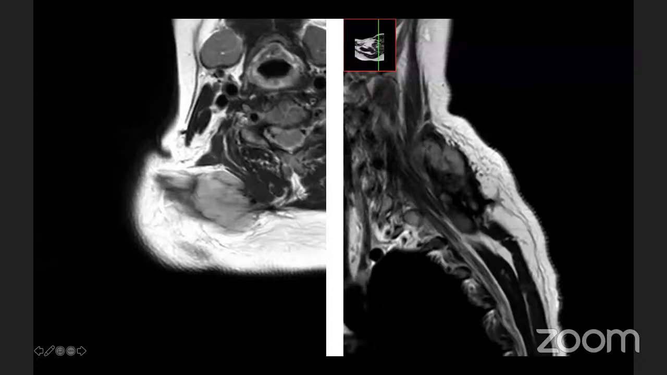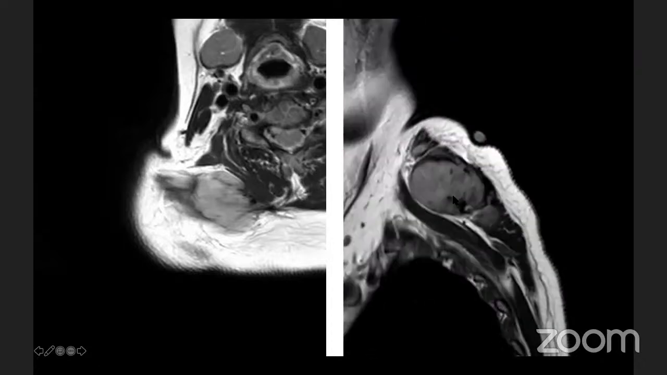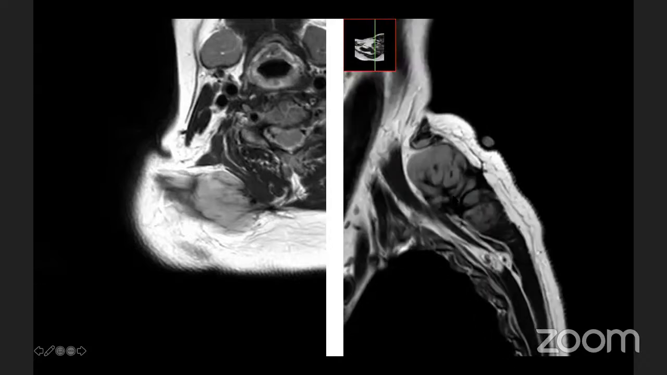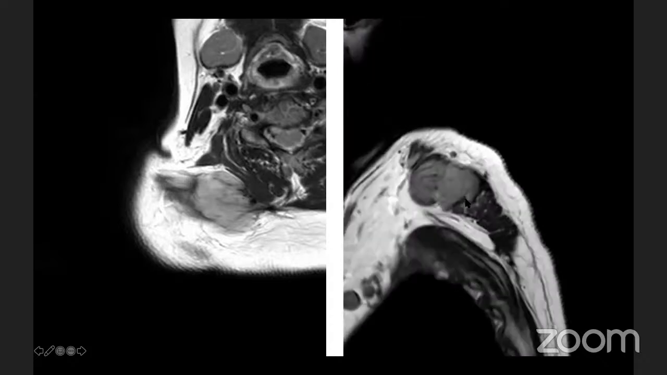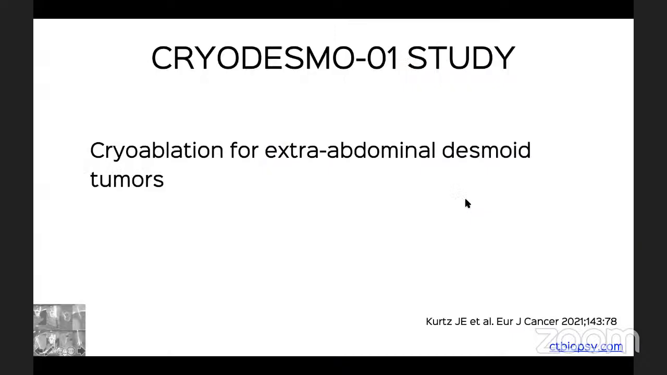We're not supposed to use the term fibromatosis as per the new WHO classification, but that is the standard common term that we use. So that's on the sagittal images here. And I thought we could get about 70-80% of the tumor ablated.